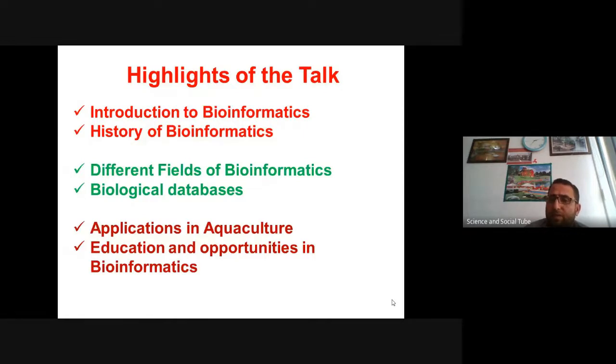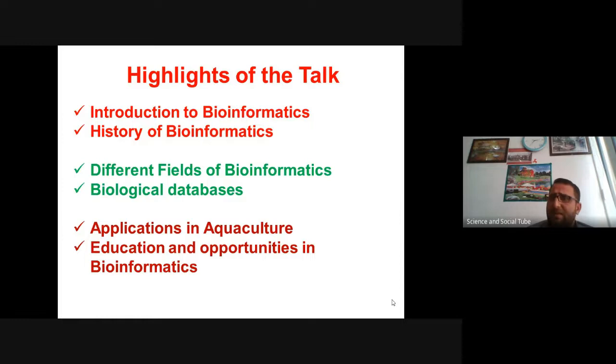Another important point related with bioinformatics is the biological databases, what are the public databases which are available for us, what sort of data we can get from there, how we can use the data for our research, for our analysis. Another point that is more relevant, that is the main aim of this lecture, main aim of this training, is how we can use bioinformatics in aquaculture, what are the applications, what are the different opportunities.